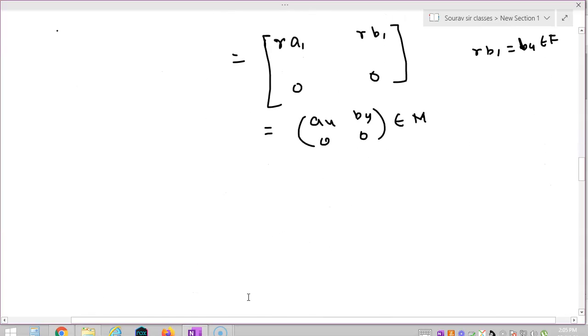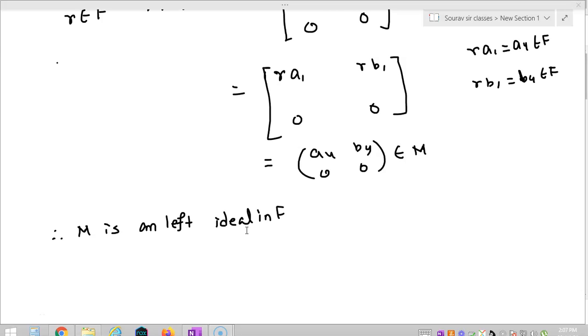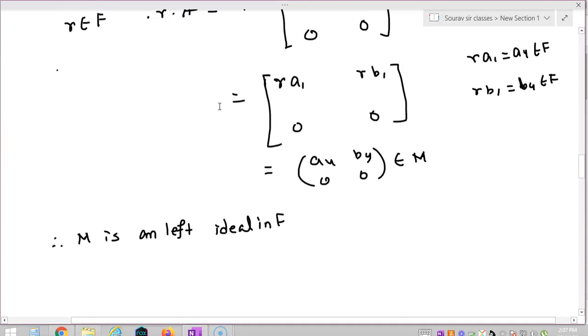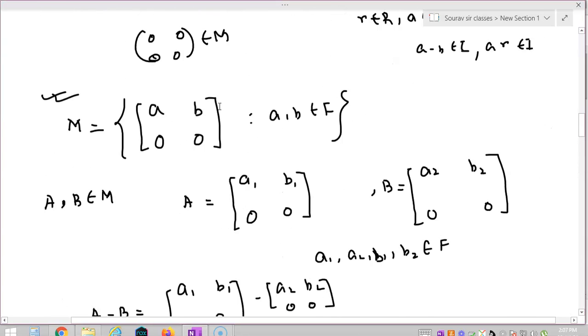So therefore M is a left ideal in F. Now observe that as F is a field, we know that in a field multiplication is commutative. So I can write it as A1r also, and hence it is again a right ideal. So this is a both sided ideal.